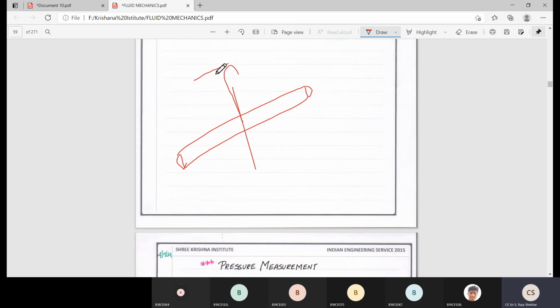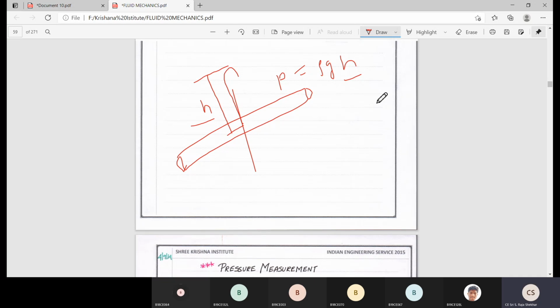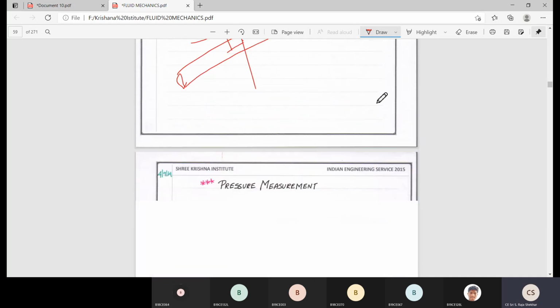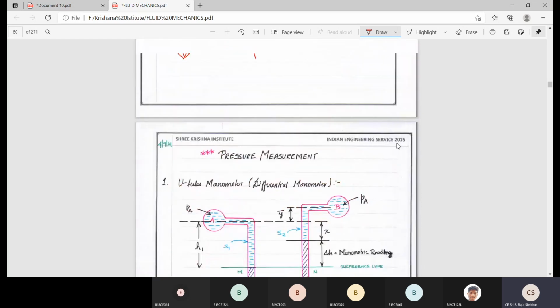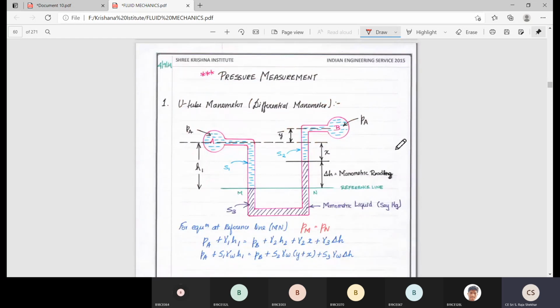So whatever the height it is lifting from the center of the pipe, we need to measure that, that is H. After that we can calculate the pressure. So this is called pressure head and this is pressure. So the pressure is rho GH, and the units for pressure are kg per cm square or Newton per meter square, and the units of pressure head are meters of water. Okay, so that is about pressure at a section.